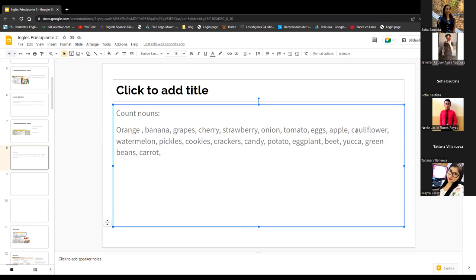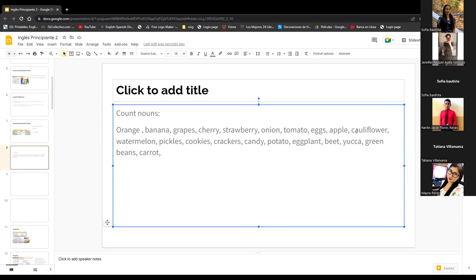Now, we are going to check the pronunciation, okay? Repeat, please. Orange. Banana. Grapes. Cherry. Strawberry. Onion. Tomato. Eggs. Apple.